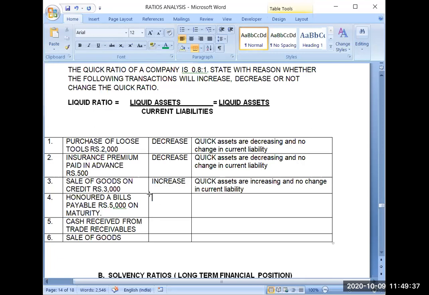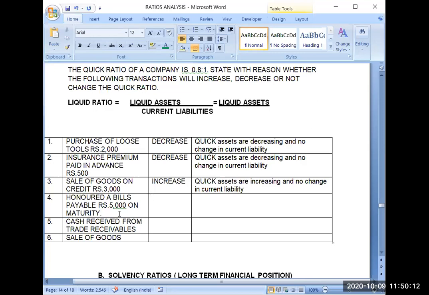Now next is honored bills payable rupees 5,000 on maturity. Now you know that bills payable is your current liability. And when it matured, meaning the due date is there, you have paid that bill. Honored means you have paid that bill. So now you will be doing entry bills payable account debit to cash account. Due to that entry, your current liability is reducing as well as your liquid assets are also reducing. Because both of them are reducing, now I have to check it.